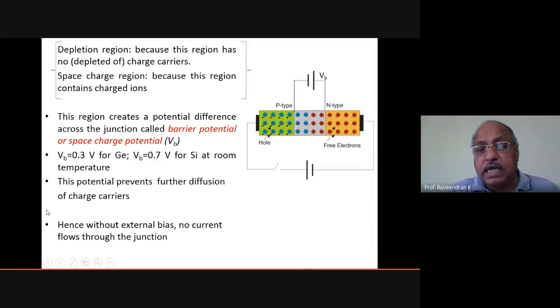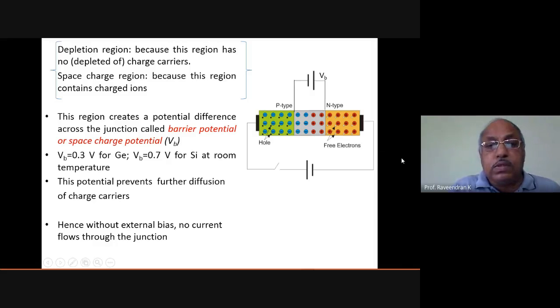So without external bias, there won't be any current flow through this diode. There will be only a space charge potential which appears across the PN junction diode. There is no current flow through the PN junction. So when there is no external source of EMF applied, there won't be any current flow through the PN junction.